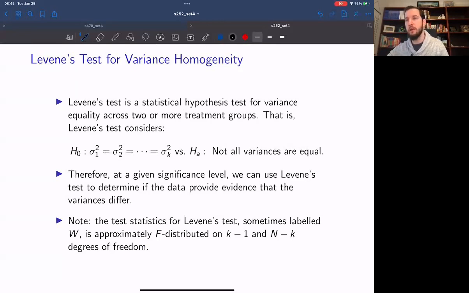We can compare the p-value to alpha directly. If it's less than alpha, this would suggest not all variances are equal. And if it's greater than alpha, this would suggest that there's no evidence that the variances are not equal.